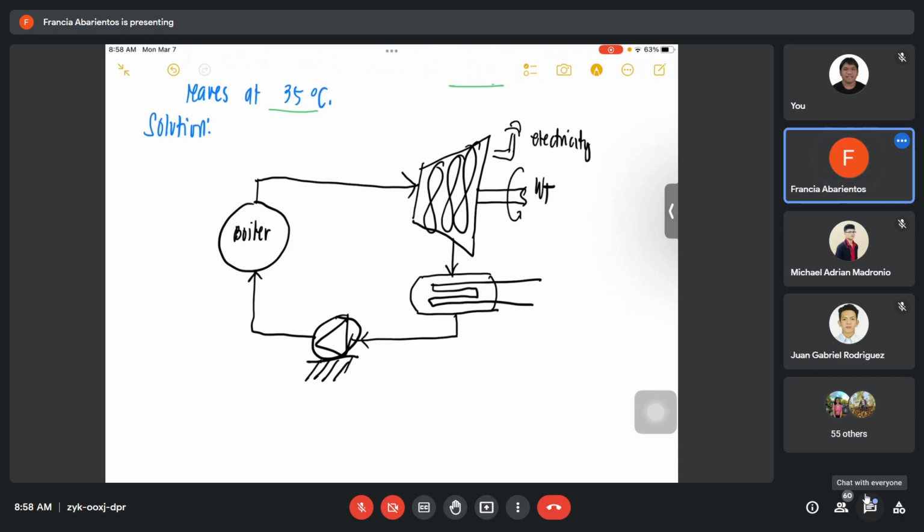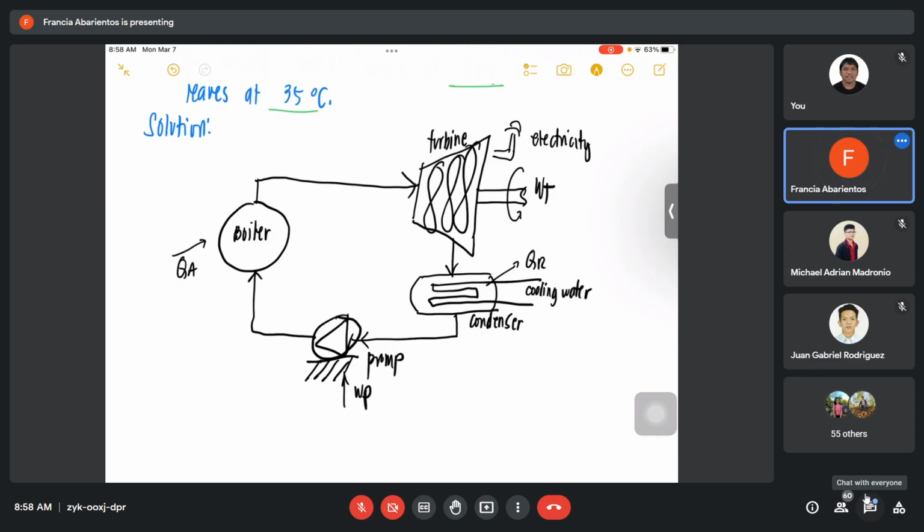Okay? So, this is the turbine. Turbine natin. Condenser. This is the cooling water. The pump. Yan. Ano meron sa boiler? We have the heat addition, work turbine, heat rejection, QR, and the work of the pump.